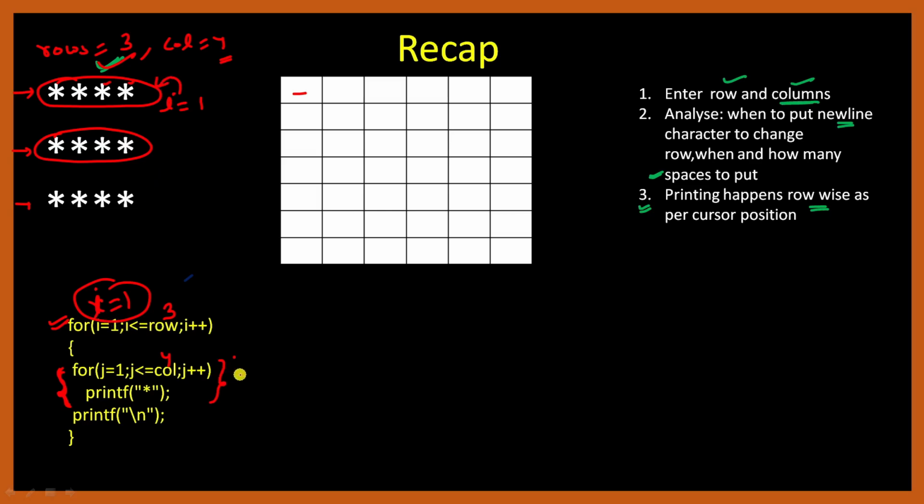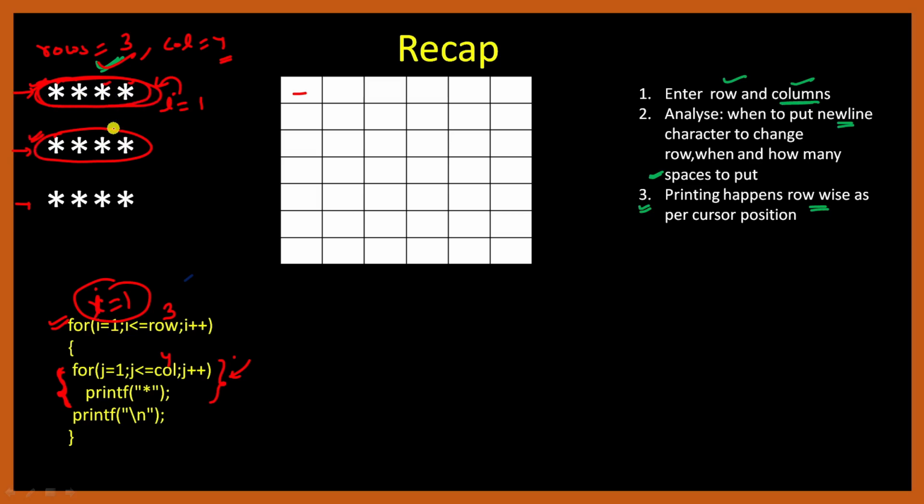Now for row number 1, this loop was running, and how many times was it running? 4 times. Then after running 4 times, this was printed, right? This was done, okay? And after that, what do we want to do? We want to start printing for the second row, but the second row means the next row. So we have to change the cursor.